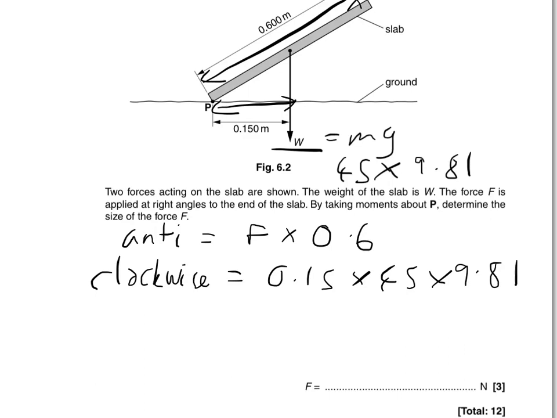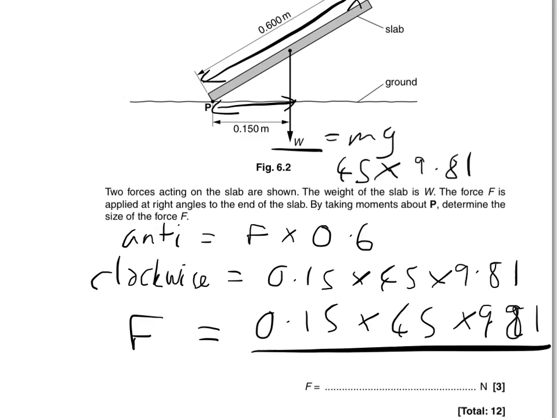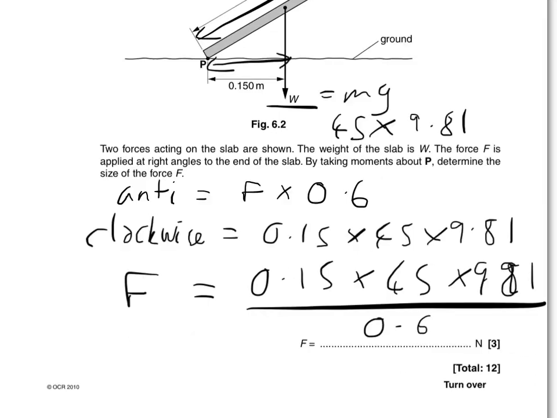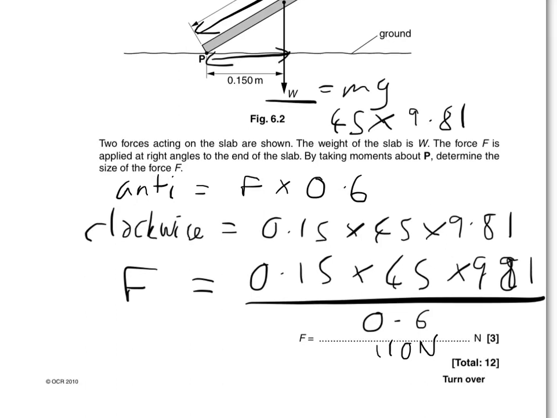We know that these are equal. So if we want to calculate F, it is equal to 0.15 times 45 times 9.81, divided by 0.6. And this should give us the force. Now it's given us 110.3625. I'm going to just shorten it to 110 newtons for two significant figures. And that's it. That's 12 marks.